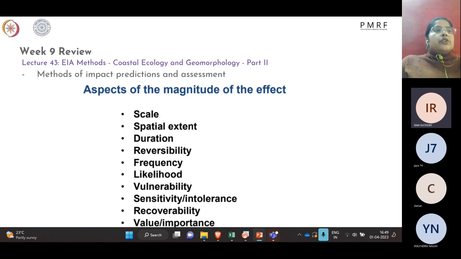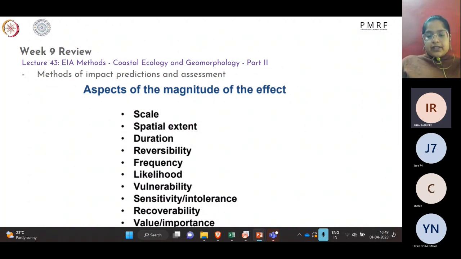Of course, we have different parameters or benchmarks for assessing the magnitude and significance. So for assessing the magnitude, we need to look at the scale of the effect, the spatial extent, or the geographical region which is being affected because of the effect, the duration of the effect, whether it is long term, short term, irreversible, so reversibility, frequency, how likely this impact is going to occur, whether it's a one time effect or it will keep reoccurring every time there's a high tide, every time there's a low tide. So you need to assess the frequency of this effect happening in the longer and the shorter duration.